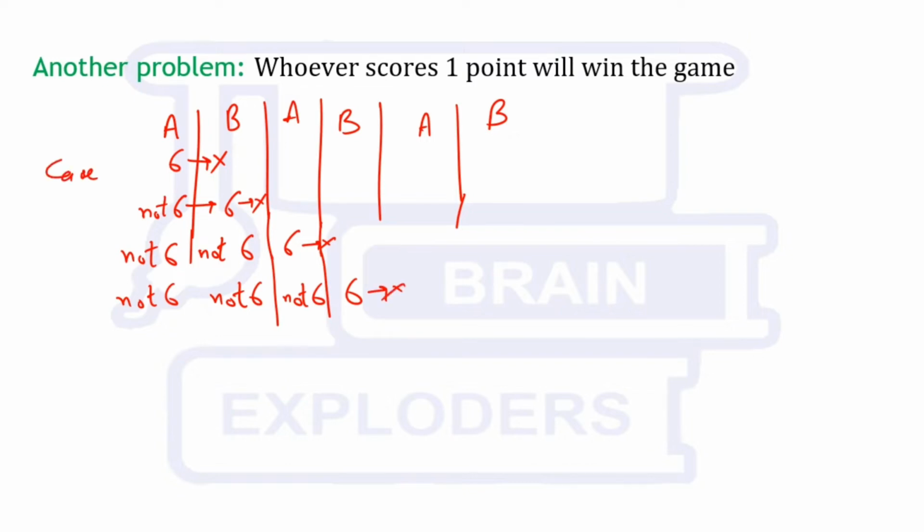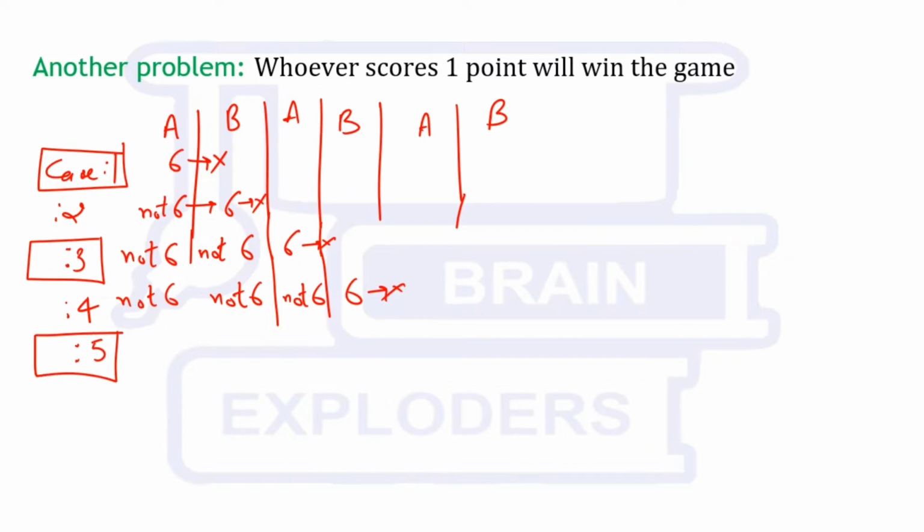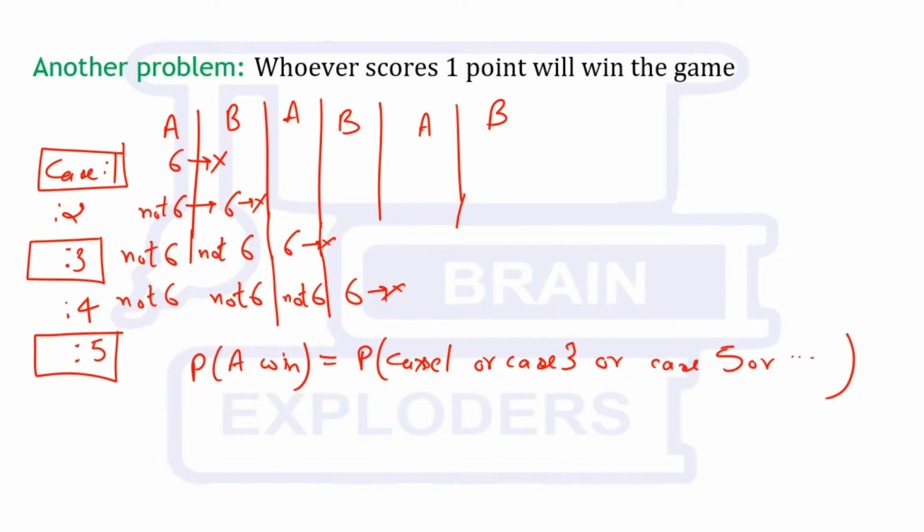So here was case number 1, it was case number 2, was case number 3, here is case number 4. Now if we see, in case number 1, A has won the match. In case number 3 also A has won the match, and similarly if we create a case number 5, A will win the game. So if we have to find the probability that A wins the game, then we have to find the probability of case 1 or case 3 or case 5 and so on. So we can add the probabilities of different cases.